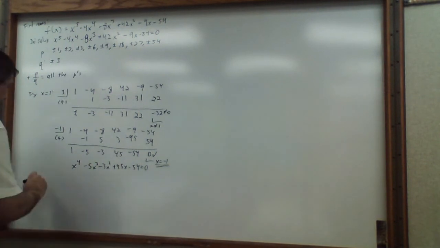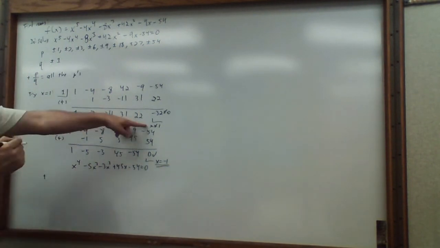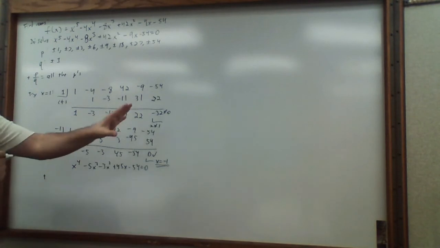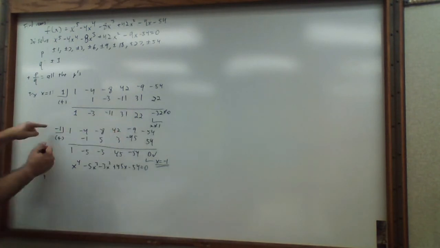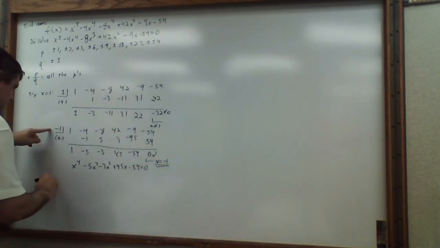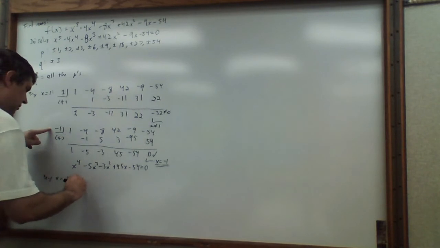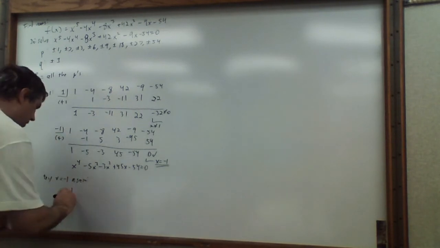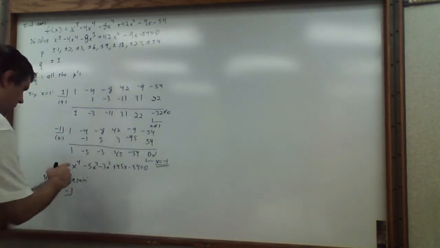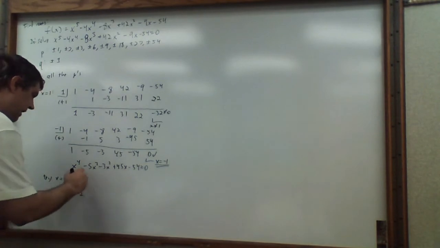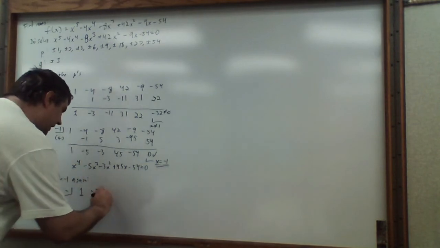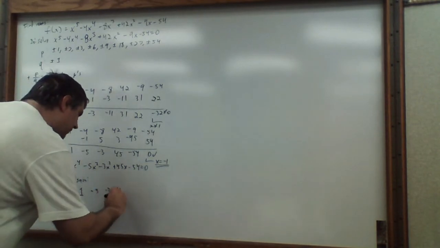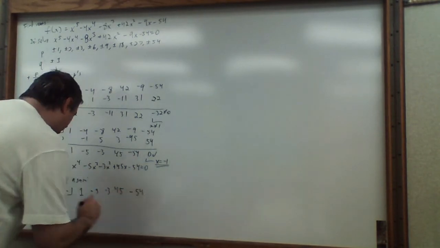So we'll try negative 1 again. 1 is out. Once 1 is out, it's out for good. Any time a root is out, it's out for good. But negative 1 is a possibility again. So negative 1 goes in the box. We got 1, negative 5, negative 3, 45, and negative 54.